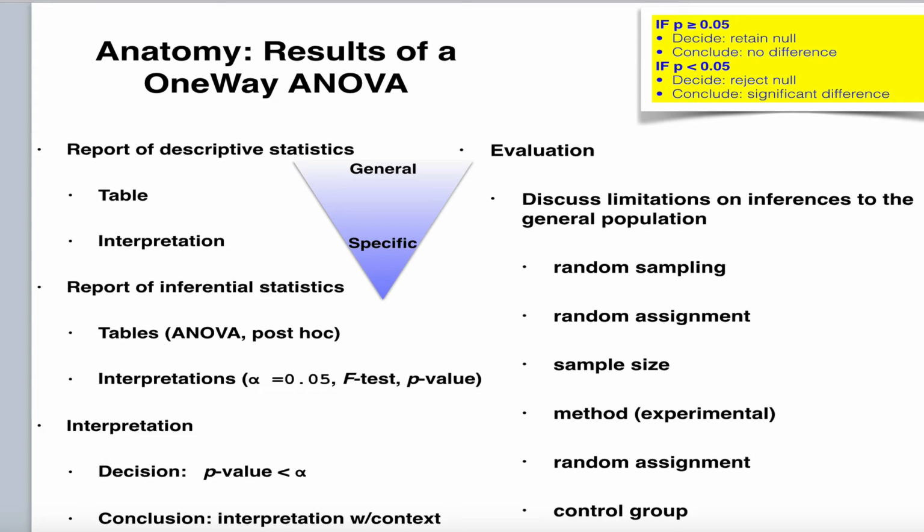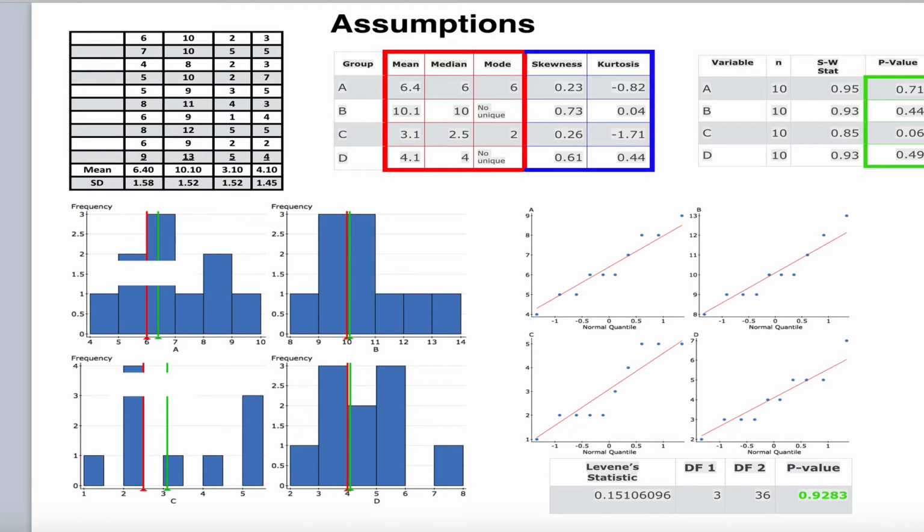After you have written your conclusions, then you're also going to want to complete an evaluation of the statistical outcomes. One of the things that you can do is to discuss the limitation on inferences to the general population. For example, was random sampling used? Was this an experimental study that had random assignment? Was the sample size small? Was the method something other than experimental? I have random assignment there twice. We can eliminate that. And then was there a presence of a control group?